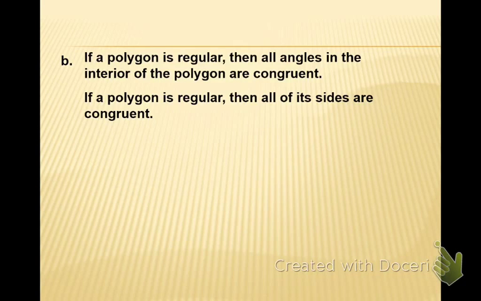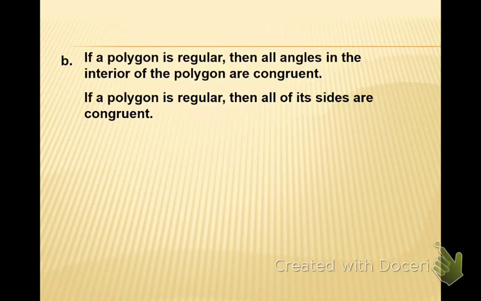Here's another example. Can we do a law of syllogism with this? If a polygon is regular, then all the angles of the interior of the polygon are congruent. If a polygon is regular, then all of its sides are congruent. Can we do law of syllogism here? No, we can't. Because this is repeated as A twice, right? If a polygon is regular. And then they have it again here.